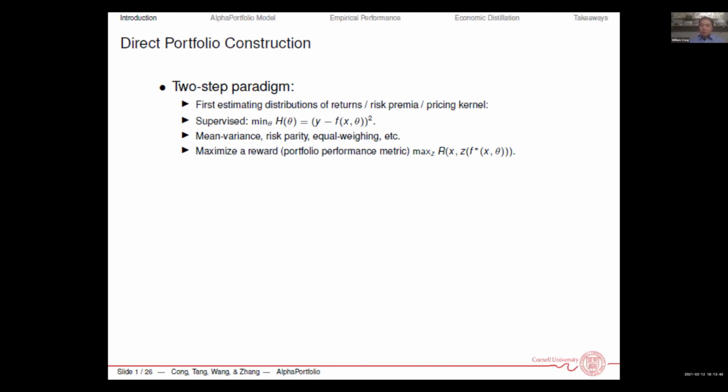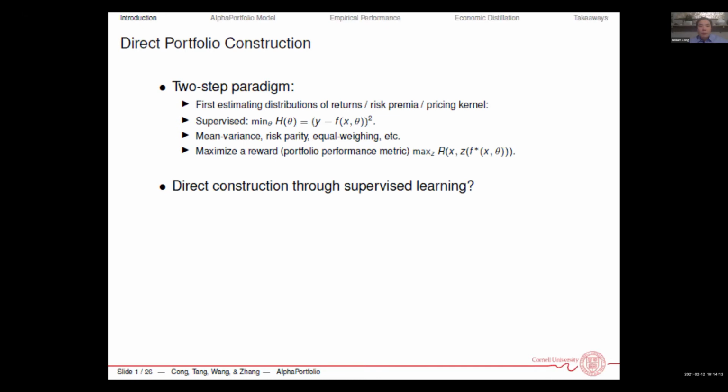Now, what's wrong? Well, it's not quite wrong. What's limiting about this approach is that minimizing the pricing error in the first step is not always equivalent to maximizing the reward later. So this is a two-step approach. And empirically, we know the first step involves very big estimation errors, and it's hard to get rid of.